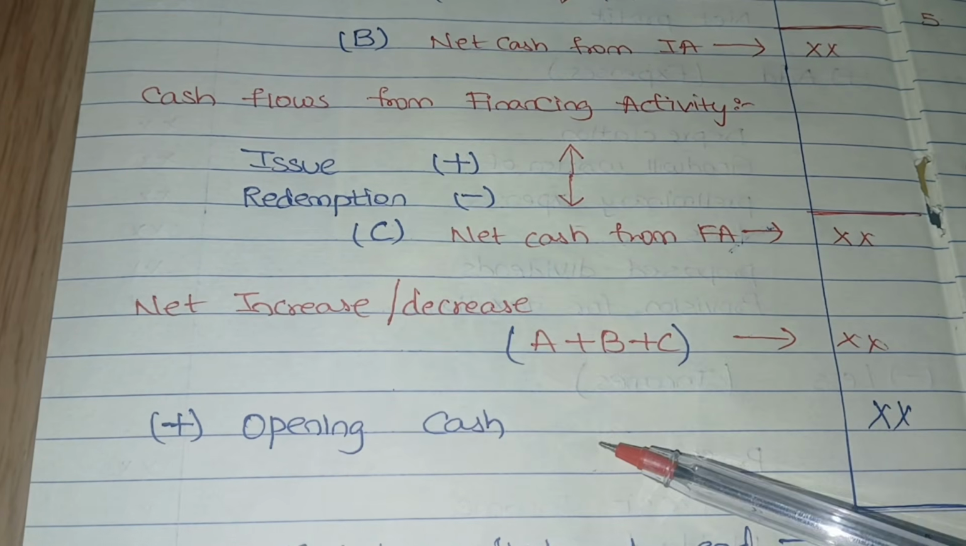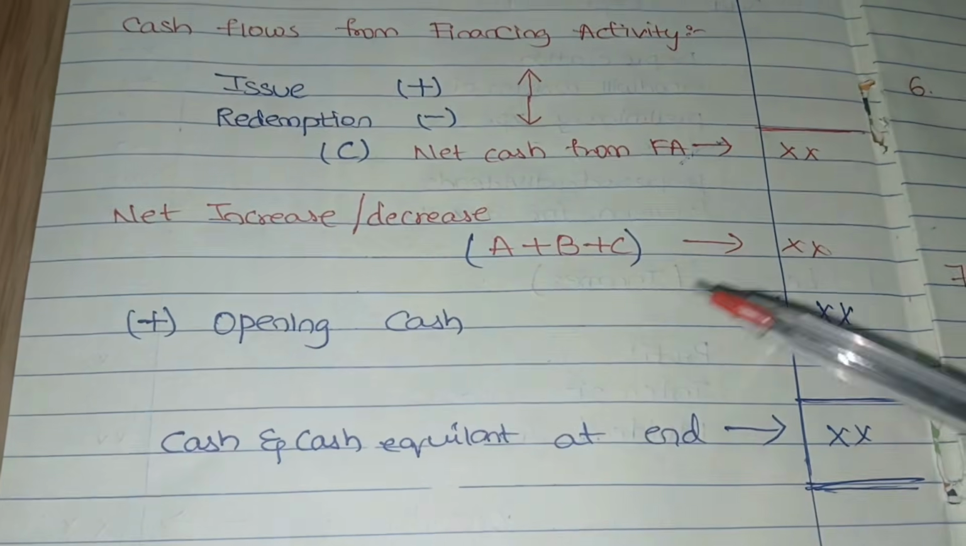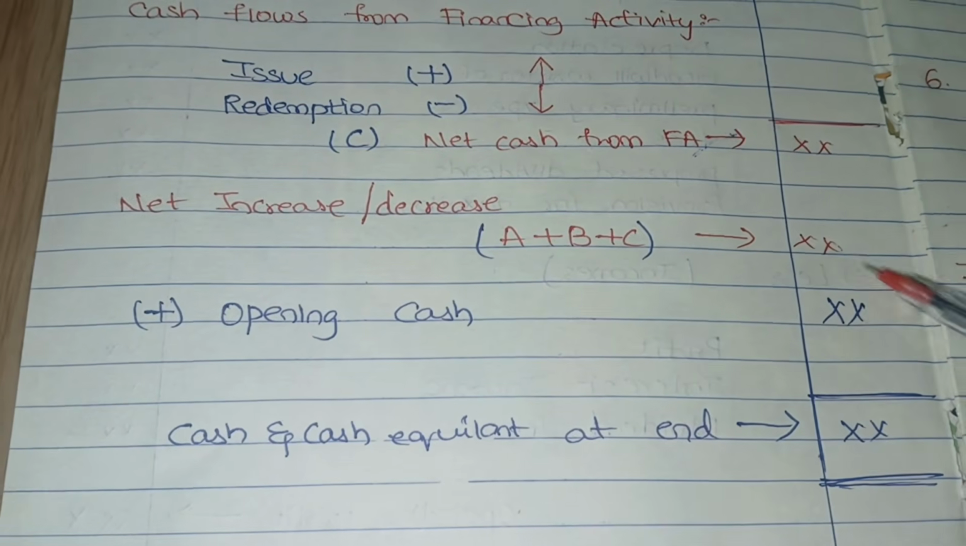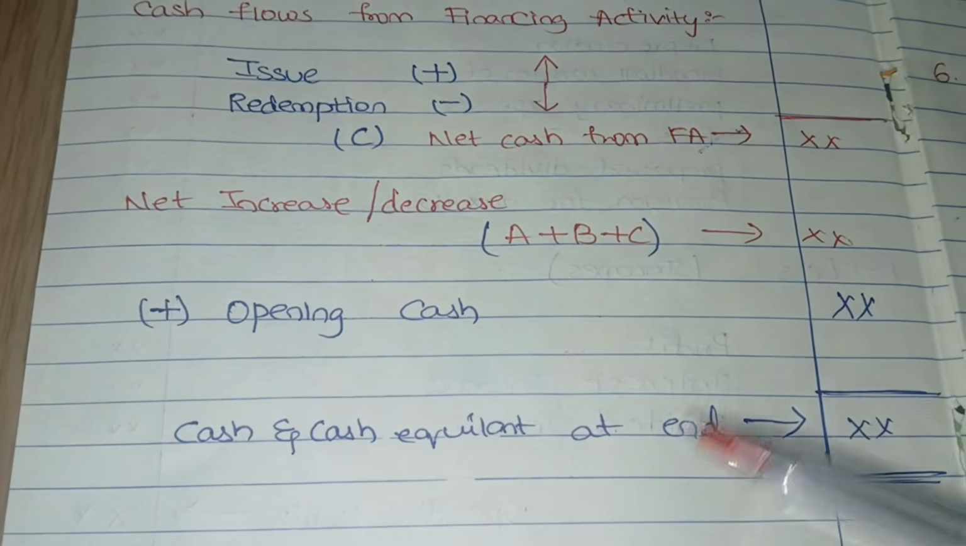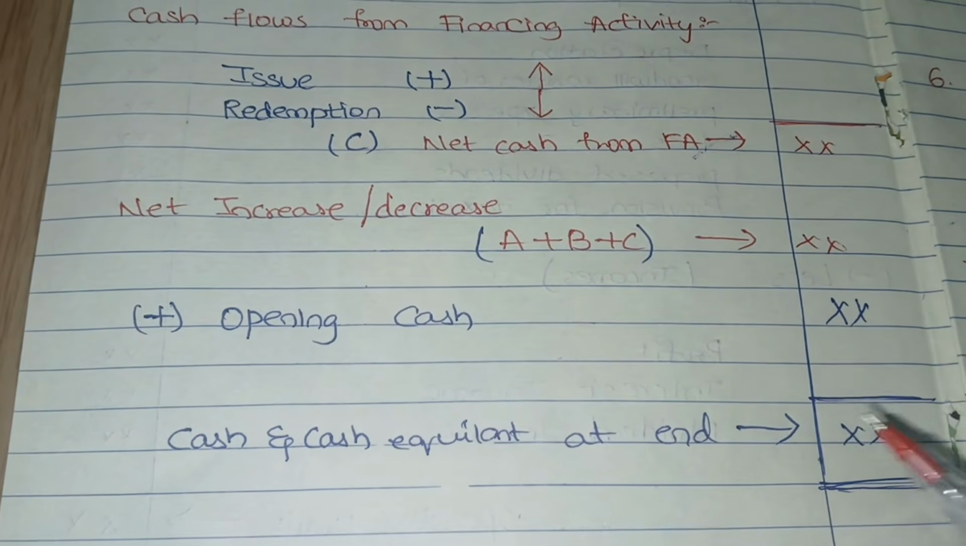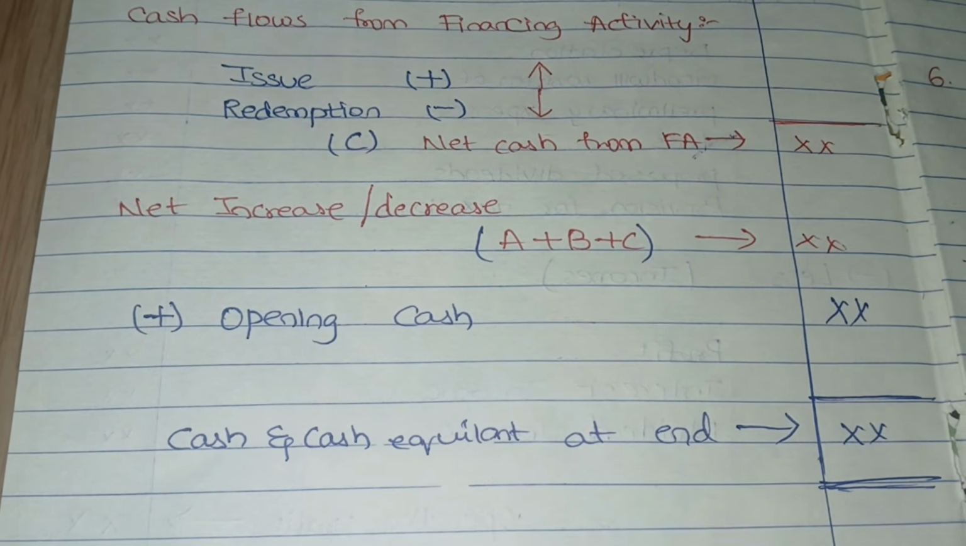For that we need to add the opening cash. When you add opening cash to the above amount, the amount should tally with the closing cash, that is cash and cash equivalents at end. So this is the proforma of the cash flow statement.